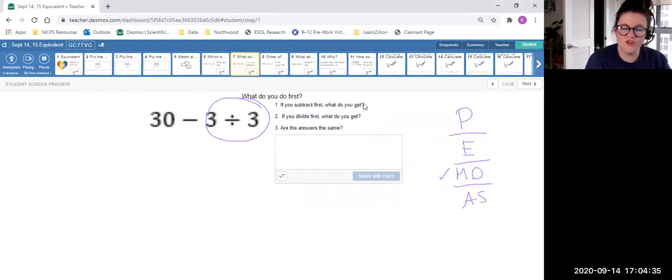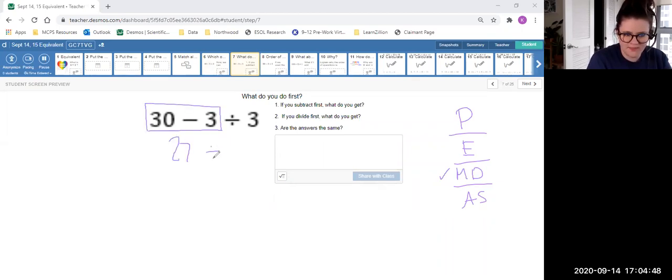If we subtract first, what do we get? All right, let's follow directions because that's always a good thing to do. So if we subtract first, we would do 30 minus 3, which is 27. Then we do 27 divided by 3. We're just moving left to right if I was just reading it. 27 divided by 3 is 9. Good. All right. If you divide first, what do you get?